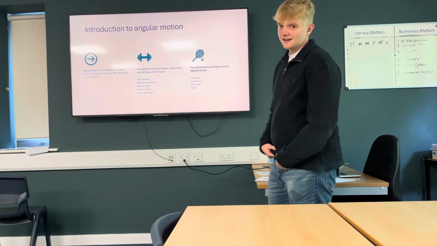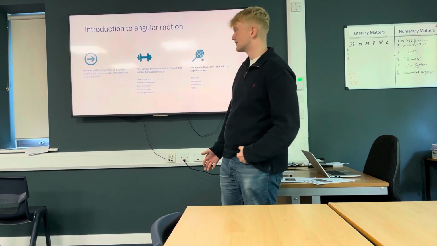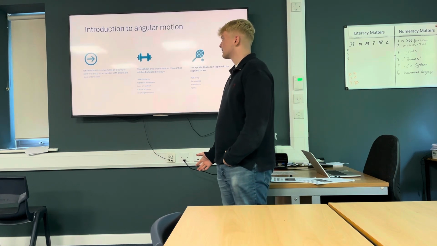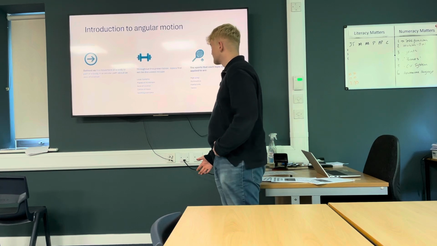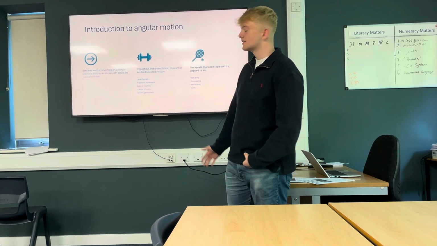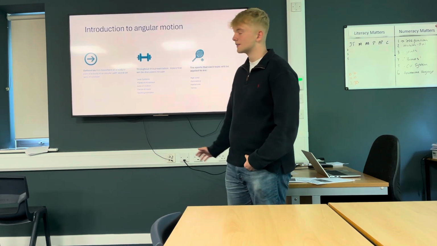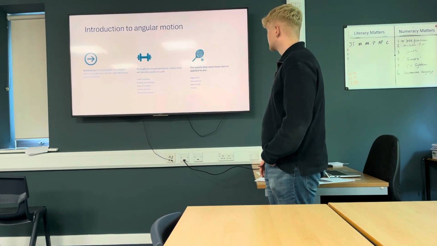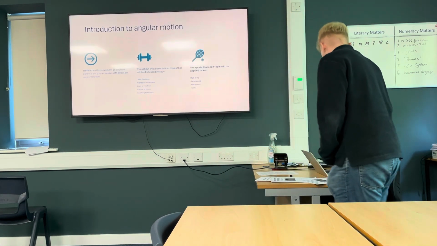So, an introduction to angular motion. Angular motion is defined as the movement of a body or part of a body in a circular path about an axis of rotation. Throughout this presentation, we're going to discuss lever systems, planes of movement, axis of rotation, centre of mass, and some sporting examples. The sports that each topic will be applied to are high jump, gymnastics, martial arts, and tennis.